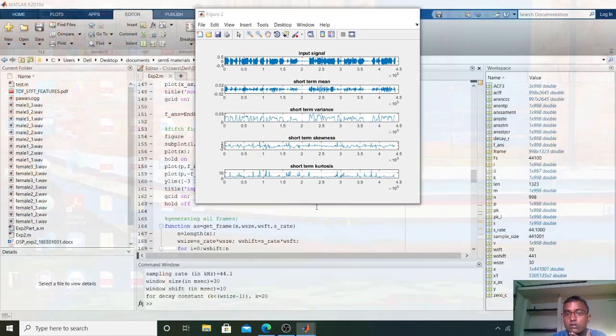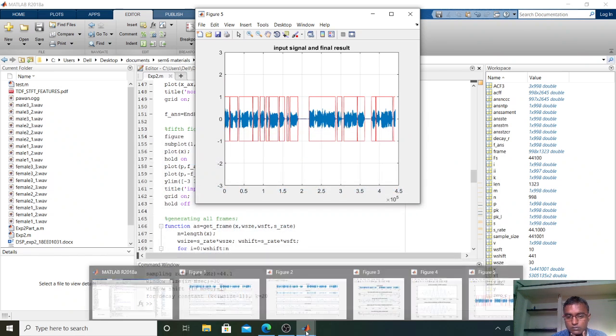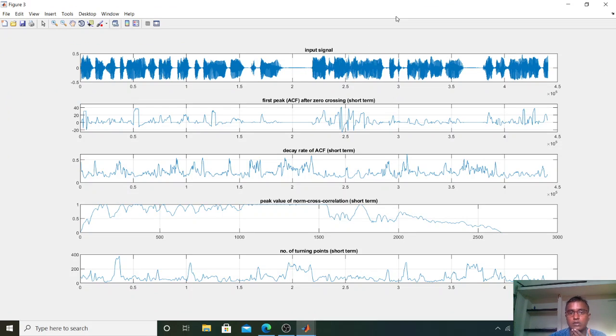Second output: here I am showing the input signal, short term mean and short term variance, skewness and short term kurtosis. This is our result. Here I am explaining the first peak of the ACF after zero crossing, meaning after the zero crossing, the first peak value that I am getting.